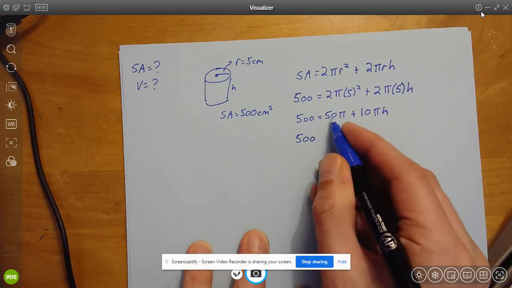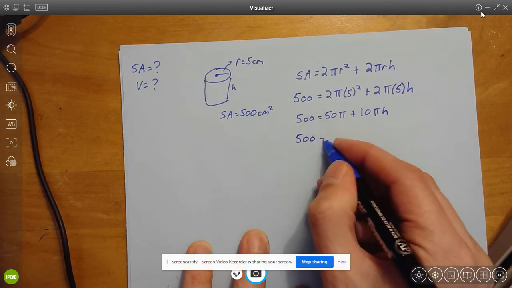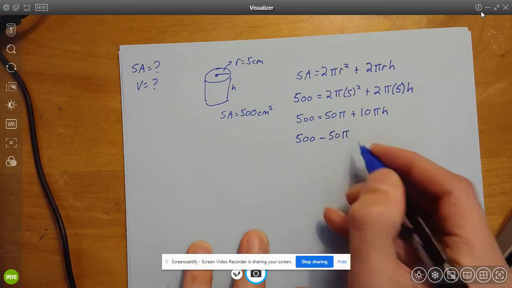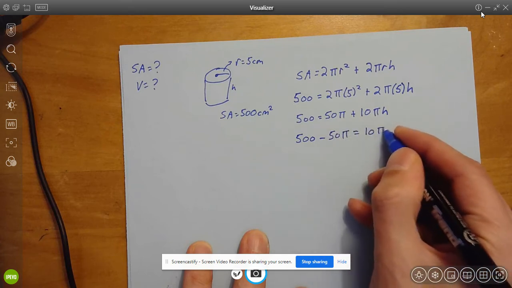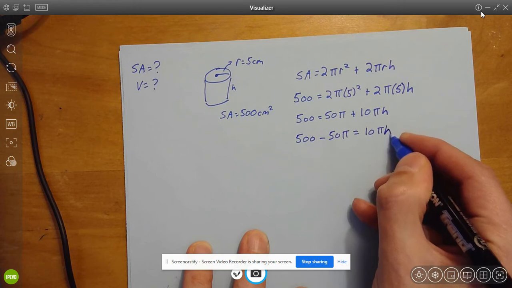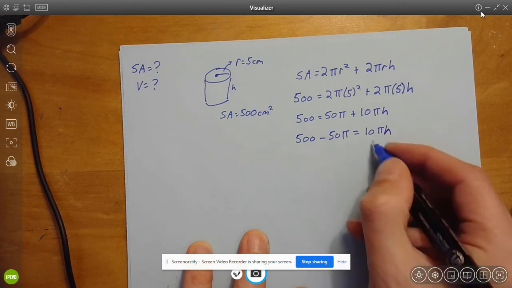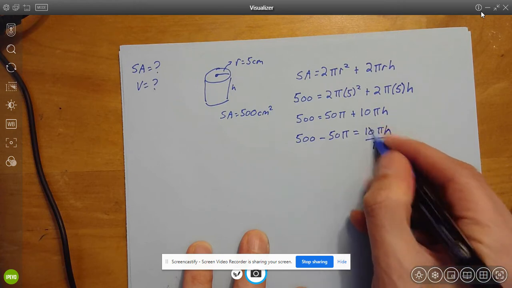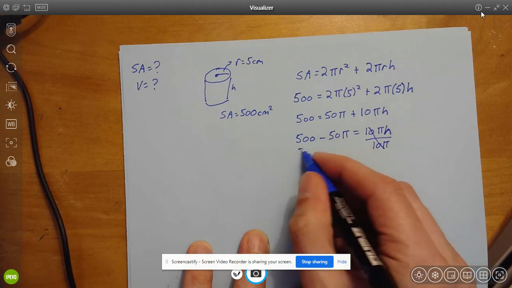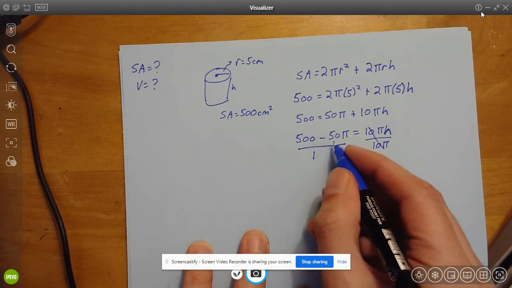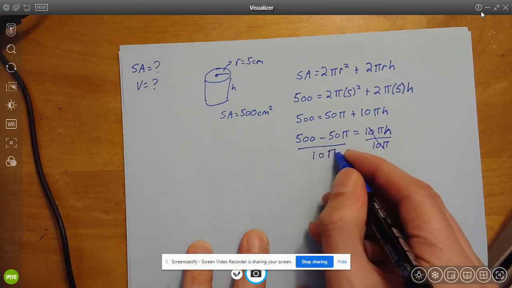So I'm going to move this 50 pi onto the left side, so it becomes a negative 50 pi. So that's going to equal 10 pi times h. So to get h by itself, I have to divide both sides by 10 pi. It will cancel out on the right side. On the left side, I'm left with 500 minus 50 pi divided by 10 pi.